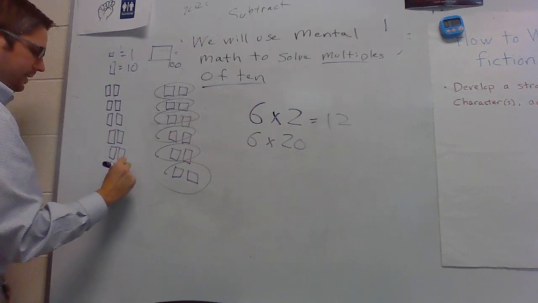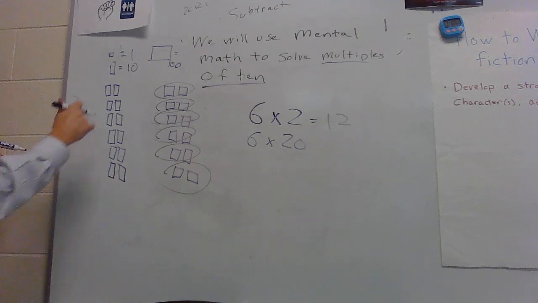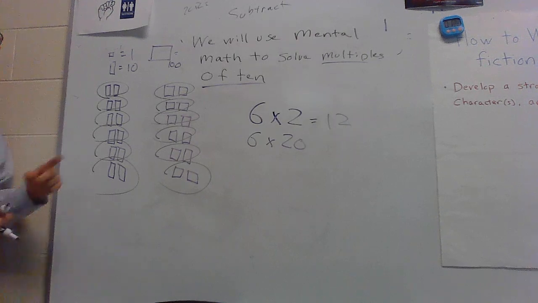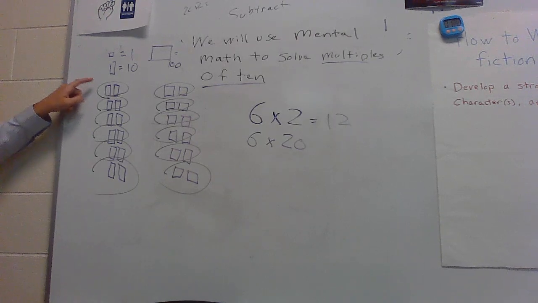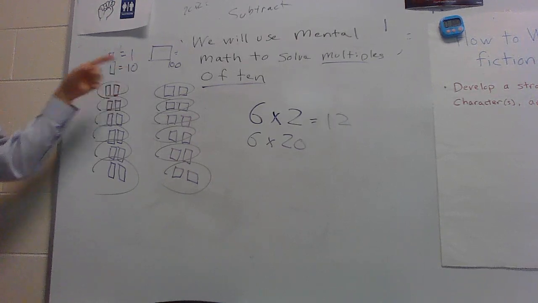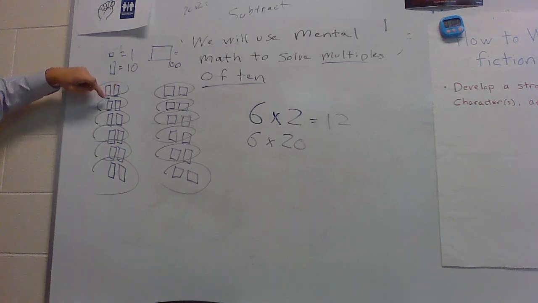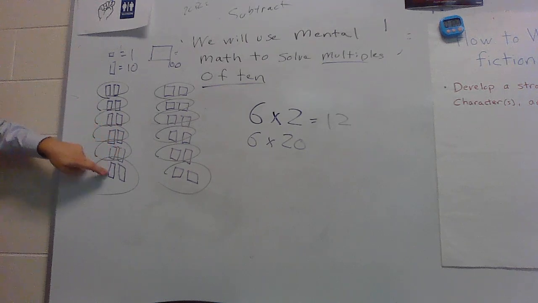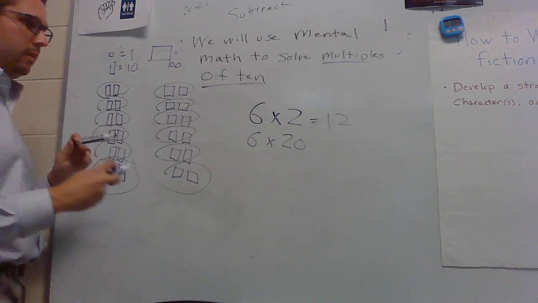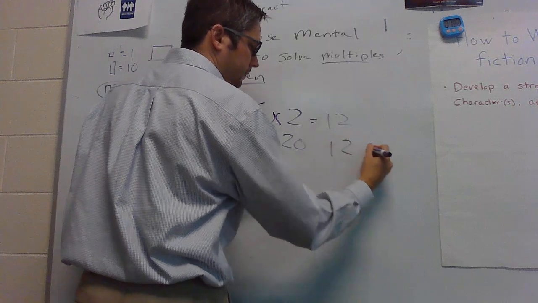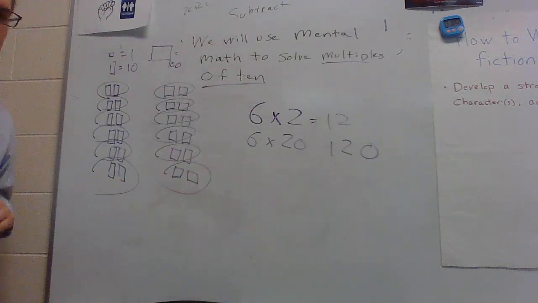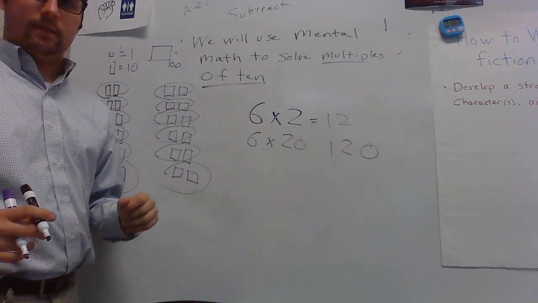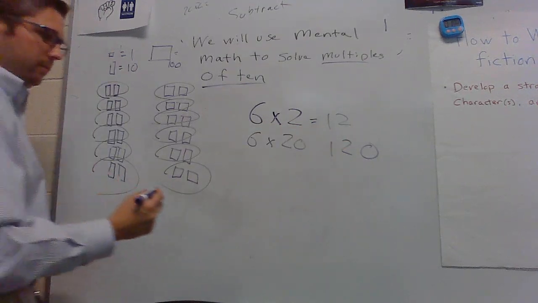Taking my time, tending to precision. I've got 6 groups. 1, 2, 3, 4, 5, 6. Let's look at how this number changes. Now we have to count these by tens, because these are our tens, right? 10, 20, 30, 40, 50, 60, 70, 80, 90, 100, 110, 120. Look at my products: 12 and 120. What do you notice?